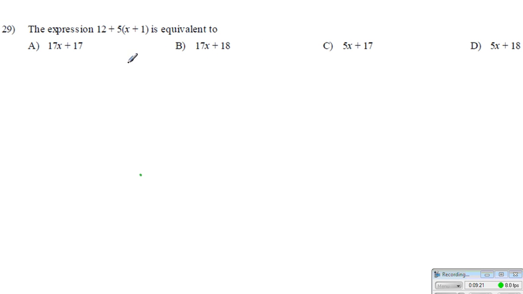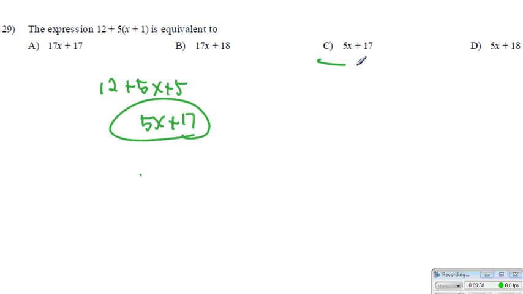All right, here, what is that equivalent to? You just have to distribute 5 to x and 1. Then we get 12 plus 5x plus 5. Then when you add them up, we get 5x plus 17. So therefore, our answer will be choice number C.